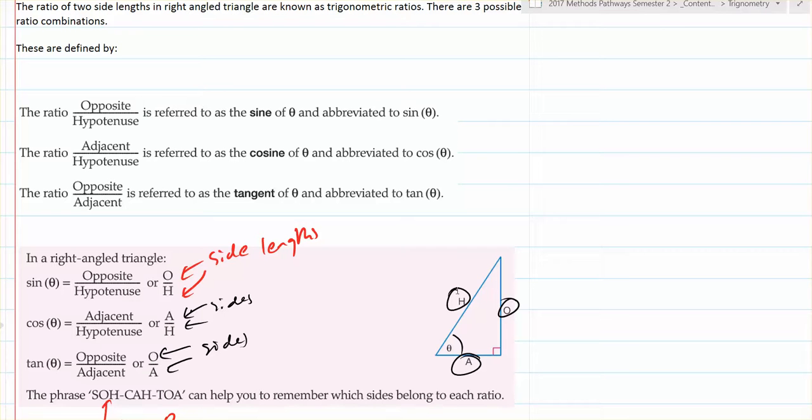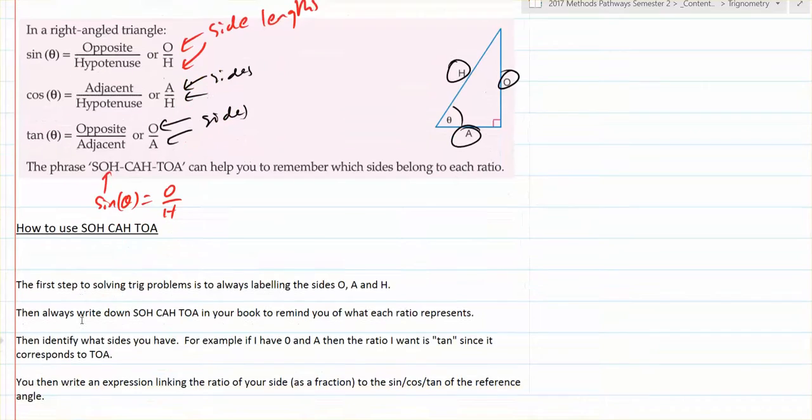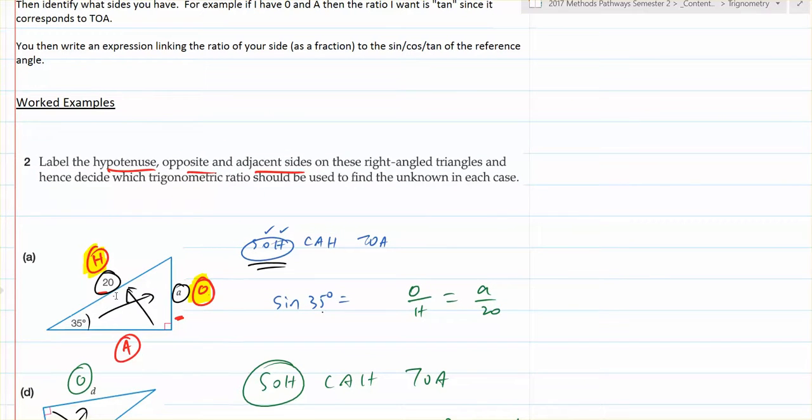The key step to trig questions is to always label your opposite, hypotenuse, and adjacent, because we need to use them to find sine, cosine, and tangent of the angles. So we went through two examples. For A, we're trying to label the opposite, adjacent, and hypotenuse. My opposite side is always opposite my reference angle, which is 35 degrees. The opposite side to the right angle is the hypotenuse side, which is 20 here, and the leftover side is the adjacent side.